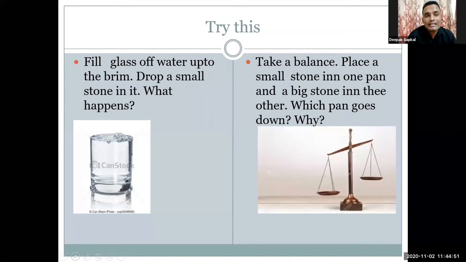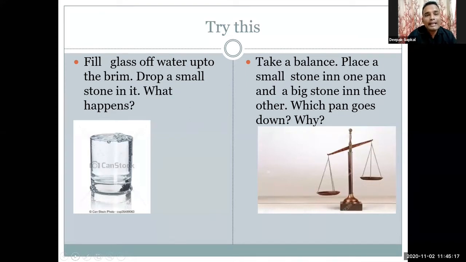So in this experiment, when you put a big stone, a large amount of water will come out, and when you put a small one, a small amount of water will come out. It depends upon the volume of the stone, the volume of that marble. Why is this happening? Because the stone has a definite shape and a volume.